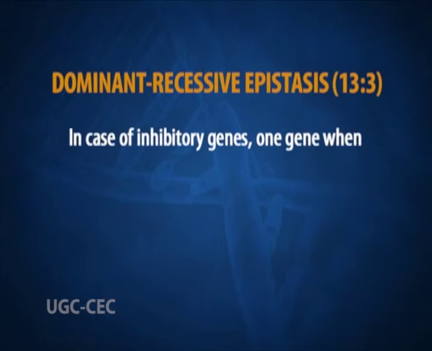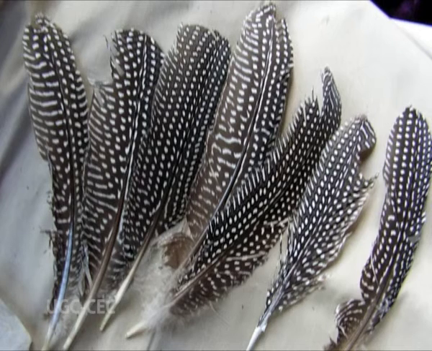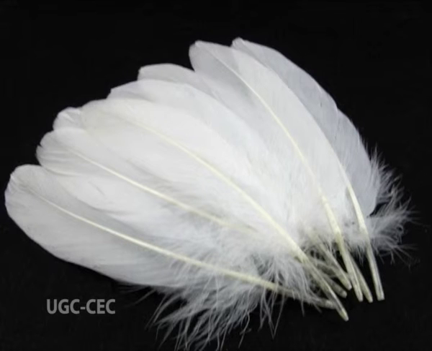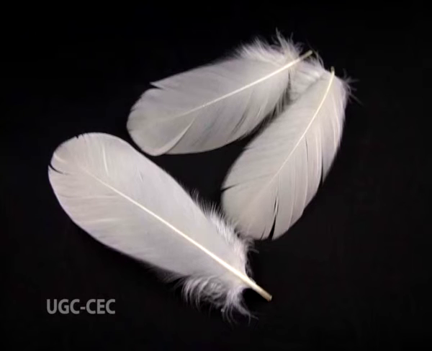In case of inhibitory genes, one gene when dominant is epistatic to the other, but the other recessive homozygous gene is epistatic to the first. Dominant recessive epistasis takes place. For example, feather color of fowls. Gene 1 inhibits production of feather color even when the gene for color production is present. Another homozygous recessive gene interacts and prevents color production because of unavailability of the substrate for color production. This type of interaction is suppression gene interaction.